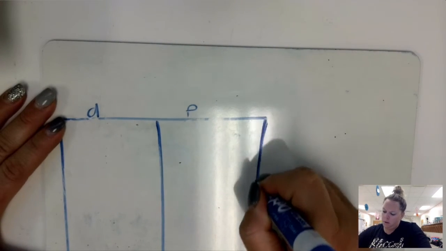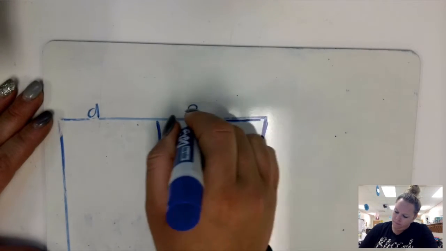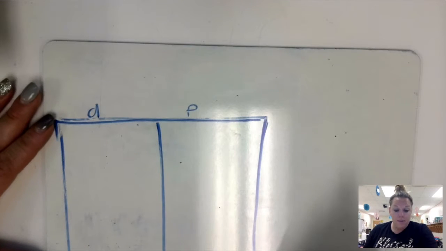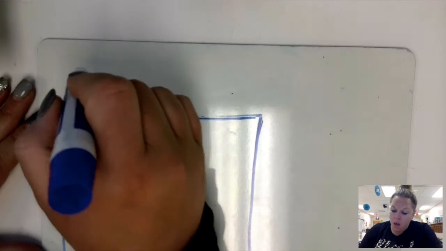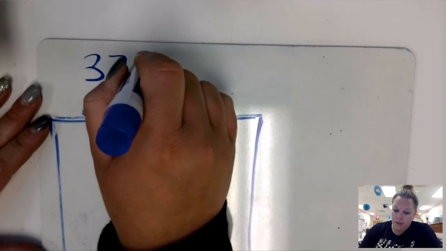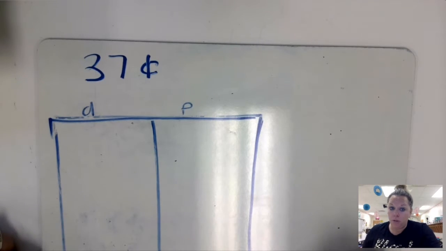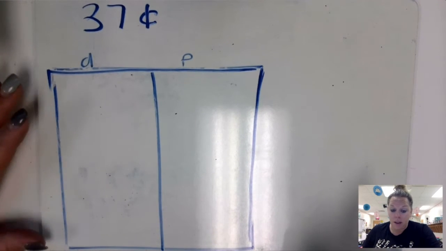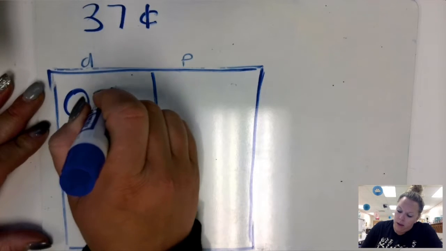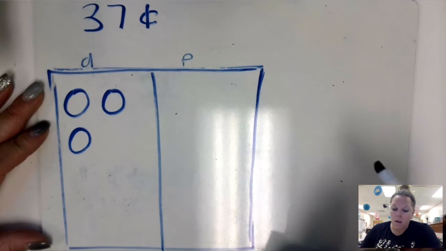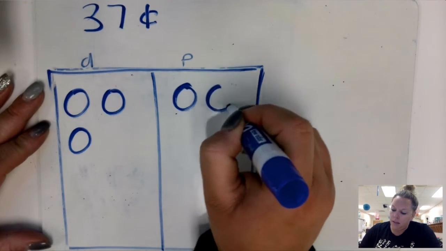Board cleaned up a little bit for us. All right, so this time we have 37 cents. And how will we show 37 cents using the fewest dimes and pennies? I'll use 3 dimes, and I'm going to use 7 pennies.